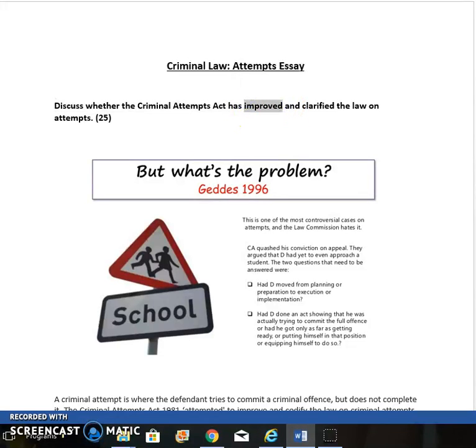So it's logical, because the question's asking you about whether the Act has improved the law, I'm going to highlight that there. We're being asked if it's improved it. In order to answer whether it's improved it or not, we have to look at what was the law before, what is the law now, is it better?